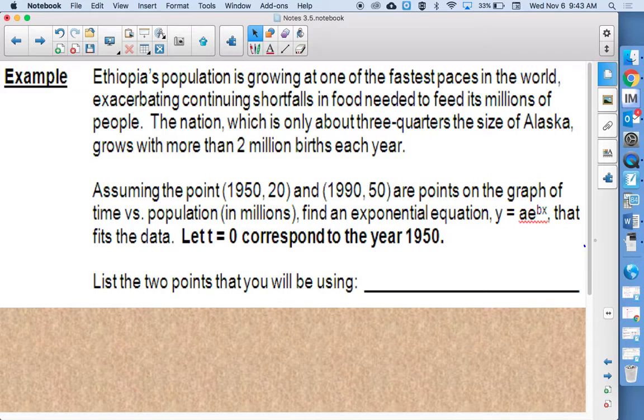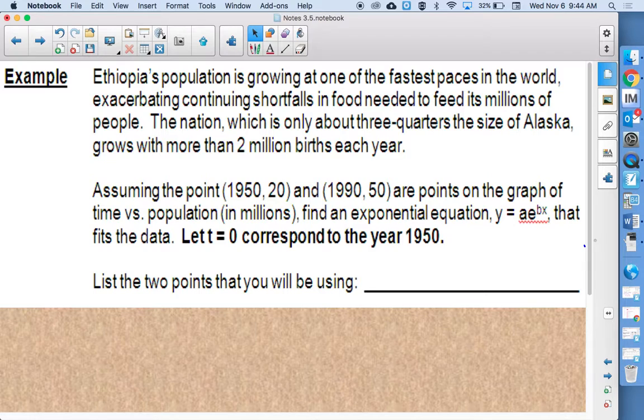So it says in 1950, 20 represents millions. So this is a million. So in 1950, there were 20 million people. In 1990, there were 50 million people. Those will be points on the graph when we're talking about time versus population. So it wants you to see if we can find the equation that would represent exponential growth.